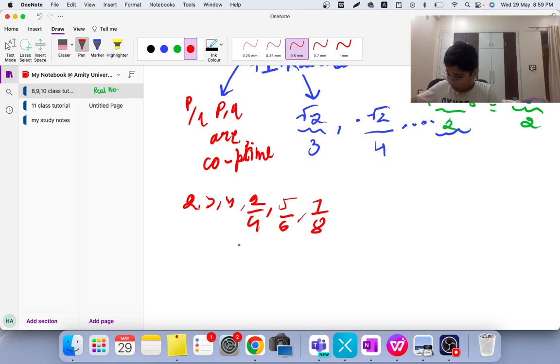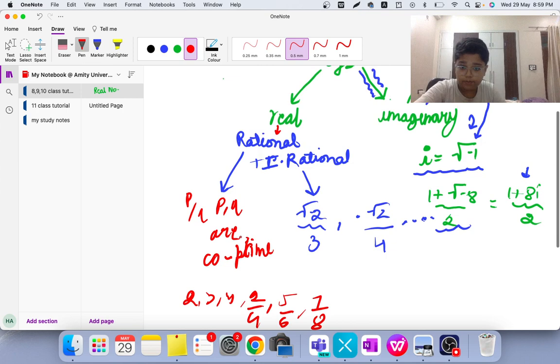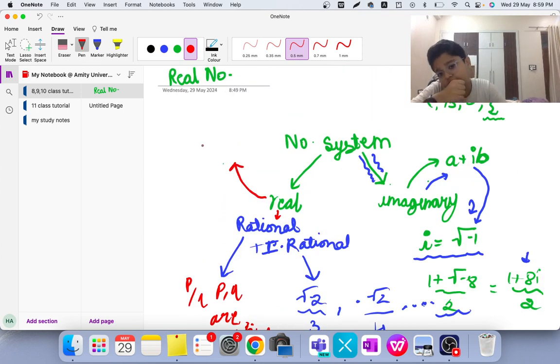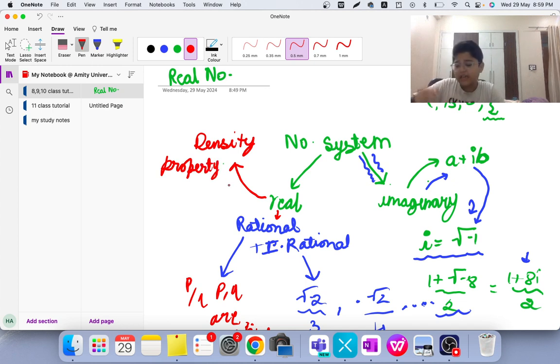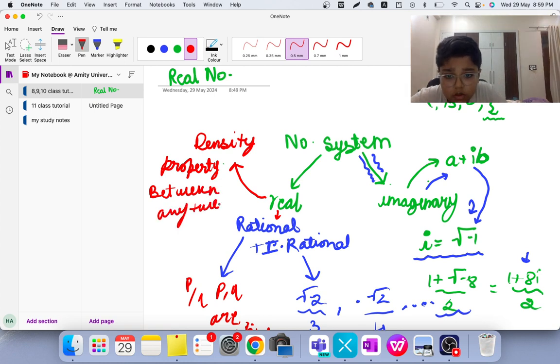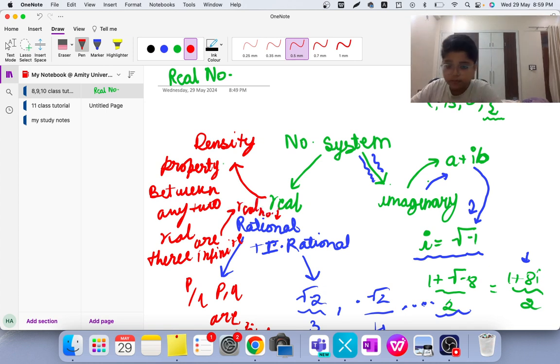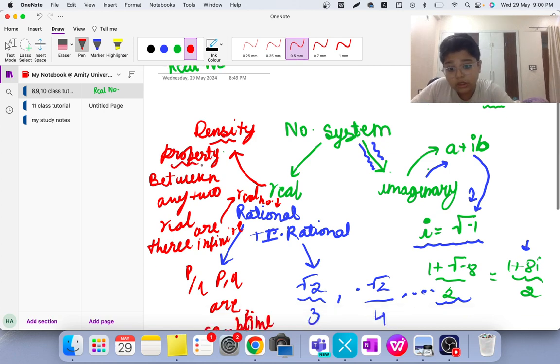Before going deep into rational, listen. In real numbers, there's a very interesting thing, the density property. When we talk about density property, always keep in your head that between any two real numbers there are infinite real numbers. Just remember this property of density, that between any two real numbers there are infinite real numbers, and that's a very important property which could come in many exams. Moving on.